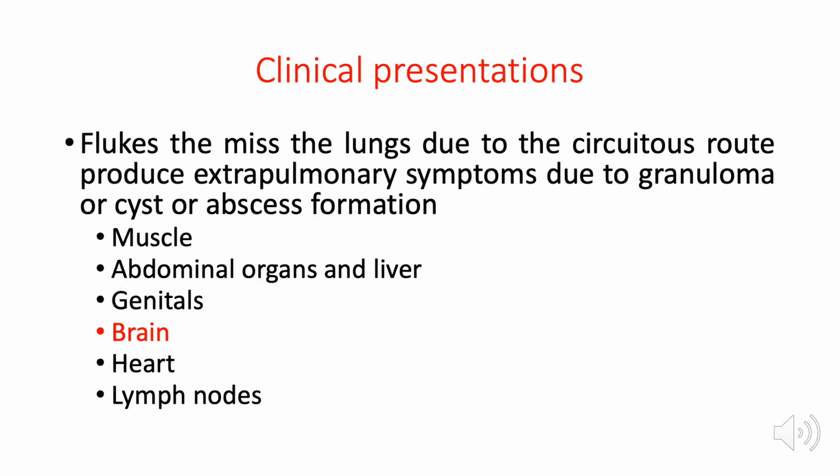Do you know that we have what we call ectopic paragonomiasis? What do you mean by ectopic paragonomiasis? The adults are found in organs other than the lungs. Sometimes they can be found in the muscle. Sometimes they can be found in the abdominal organs, genitals, brain, heart, and lymph nodes. Why?